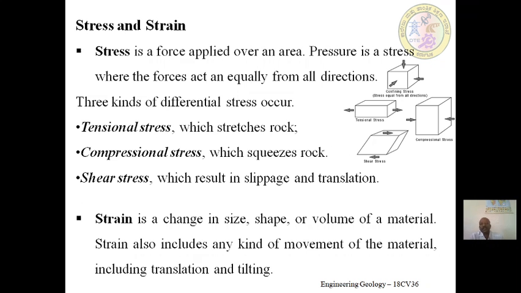So stress and strain due to deformation, these are the major components, stress and strain. Stress is a force applied over an area. Pressure is a stress where the forces act equally from all directions. Three kinds of differential stress occur: tensional stress, which stretches rock; compressional stress, which squeezes rock; shear stress, which results in slippage and translation. Strain is a change in size, shape or volume of a material.